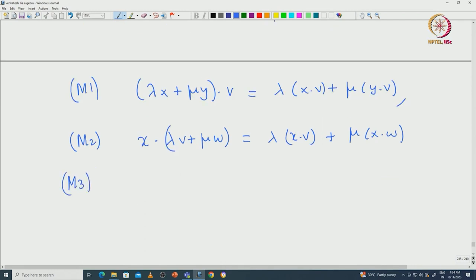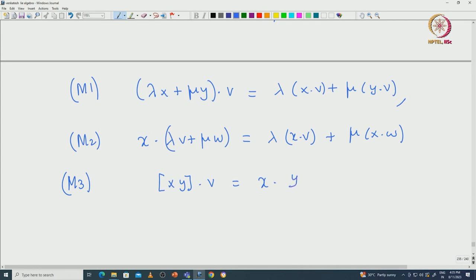Then what is M3? This is the Lie algebra property. So, the Lie product: if you take [x, y] and act it on v, then this should be equal to, you first take this commutator, x.